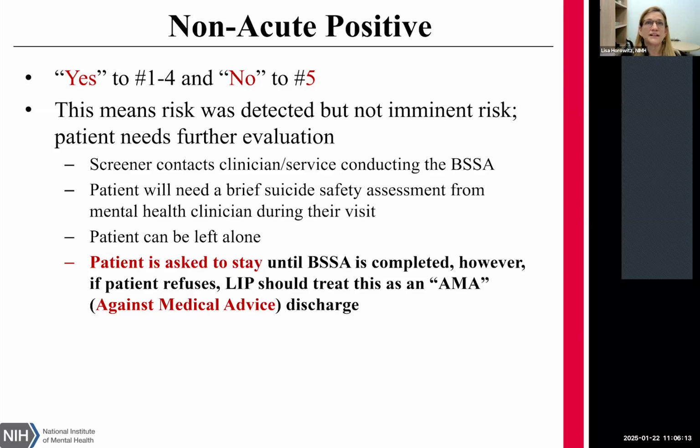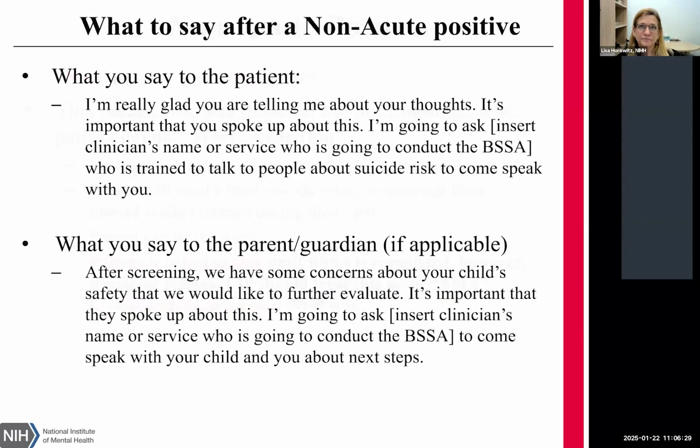Now, you can have your own plan to follow up with this patient. Like at our hospital, when these patients leave, someone from the medical team calls them and says, you didn't stay for the assessment. Can you come back for that another day? You try to reach out to them, but they are allowed to leave.